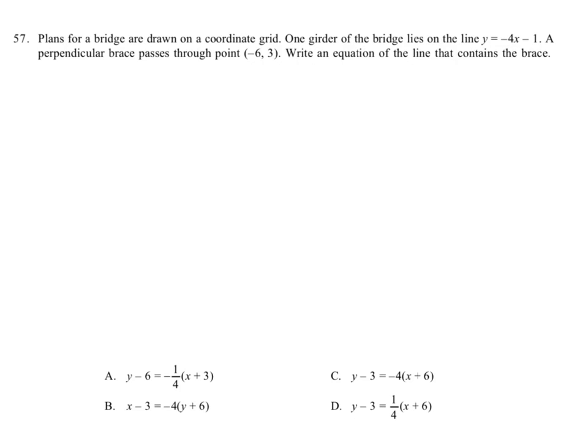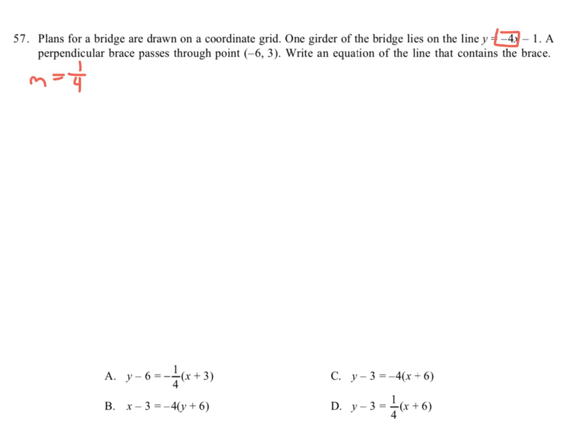So what we want to do is use the equation that they gave us for one girder and identify what the slope is, and we see that the slope is negative 4. And since our equation is going to be perpendicular to that, we are going to use the slope of 1/4, which is the opposite reciprocal of negative 4.